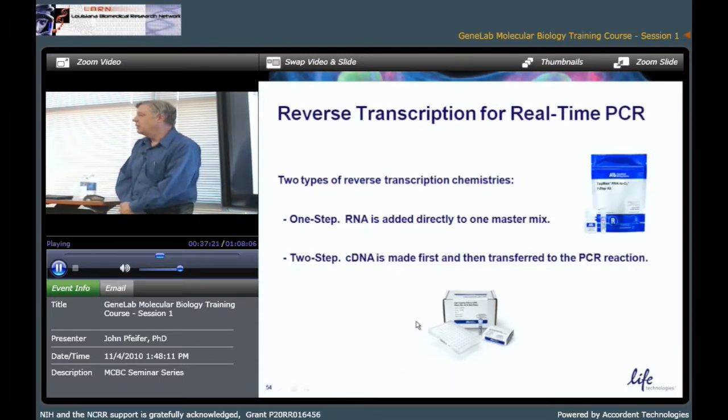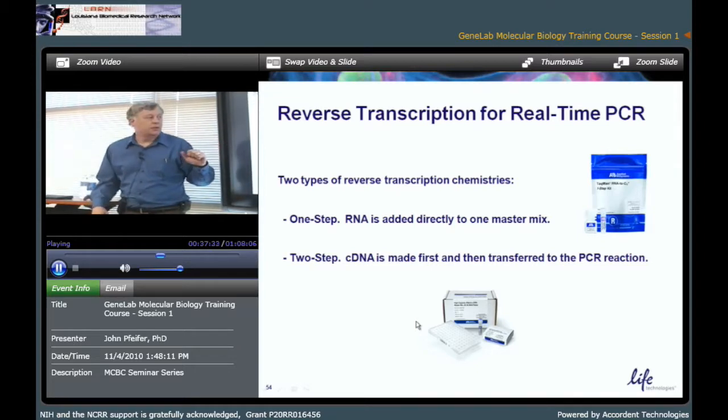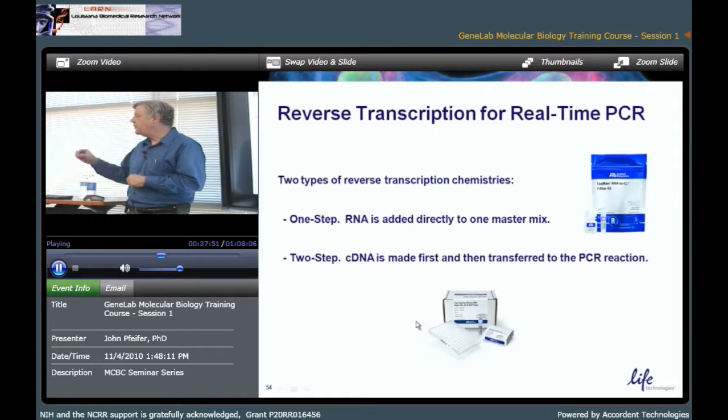And for those who are doing work with RNA such as gene expression, of course we need to think about reverse transcription. We can divide reverse transcription chemistries into 2 categories, called the 1-step and the 2-step. In the 1-step, we add RNA into a single master mix. Reverse transcription occurs first, and without you having to do anything, it immediately moves into PCR. 2-step is where you make cDNA first, usually with random primers, not always, but typically. Then you have to physically transfer the cDNA into the PCR master mix.